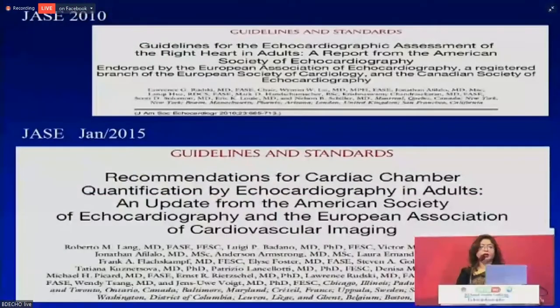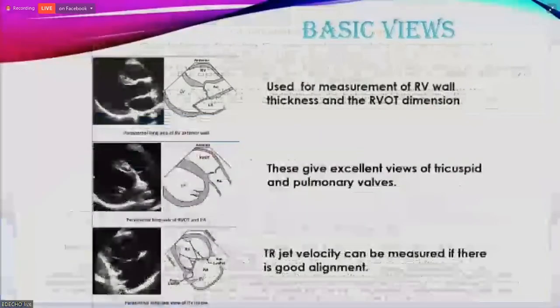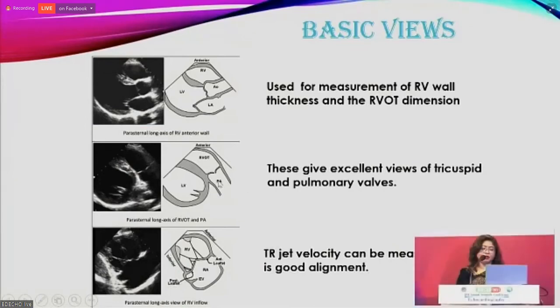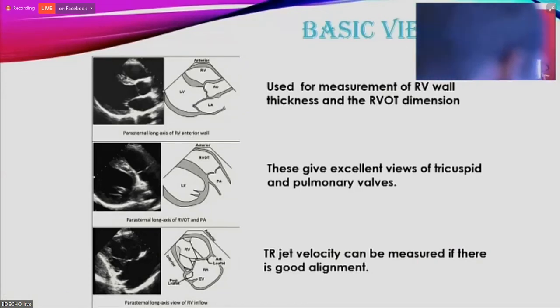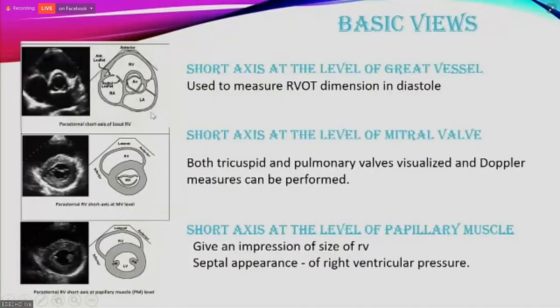These are the guidelines from which we'll discuss. So we all know the basic views of echo. This is the parasternal long axis view. And then this is the parasternal outflow view and inflow view, so we all see the LV as well as the RV. Then comes the short axis view at the level of the great vessels, then at the mitral valve level and papillary muscle level.